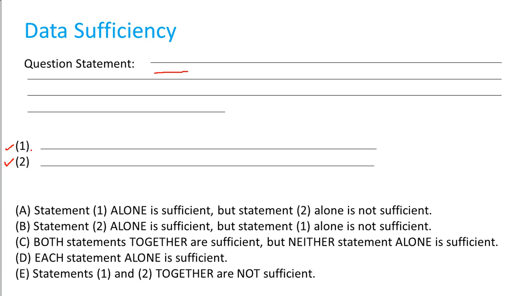So if you try solving the question by statement 1 and you achieve the answer, then B, C and E cannot be the answer choices to the question because they say statement 1 is not sufficient to answer the question in some way or the other.